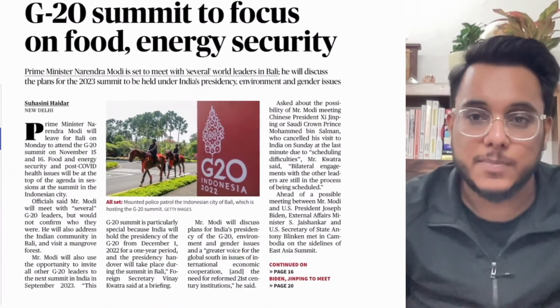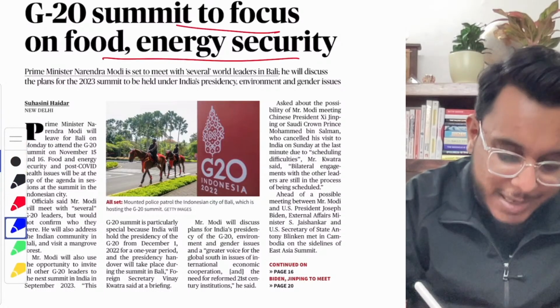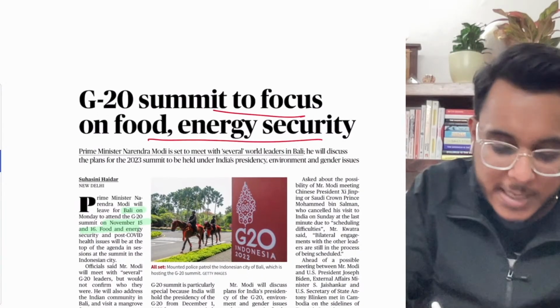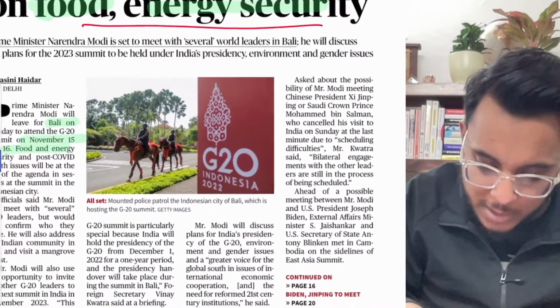And now moving to the next article. G20 summit to focus on food and energy security. Now guys, understand this particular thing, that the Prime Minister will be going today, Monday, the 14th of November, to Bali. And in Bali from tomorrow, November 15 and November 16, the G20 summit will be organized. And what will be the focus areas? The focus areas will be food security and energy security.